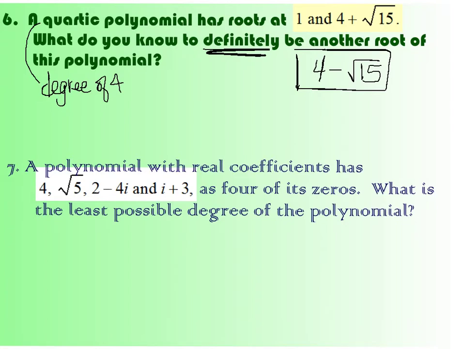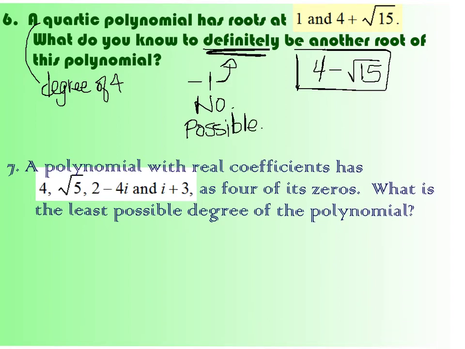So if this was like a multiple choice question and it says, what do you know to definitely be another root? Do we know that negative 1 is definitely a root? No, we don't know that it's definitely 1. It could be 1, it's possible, but not definite.